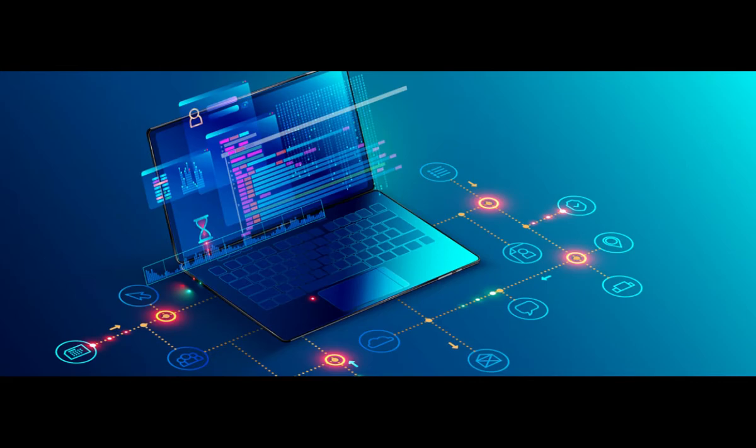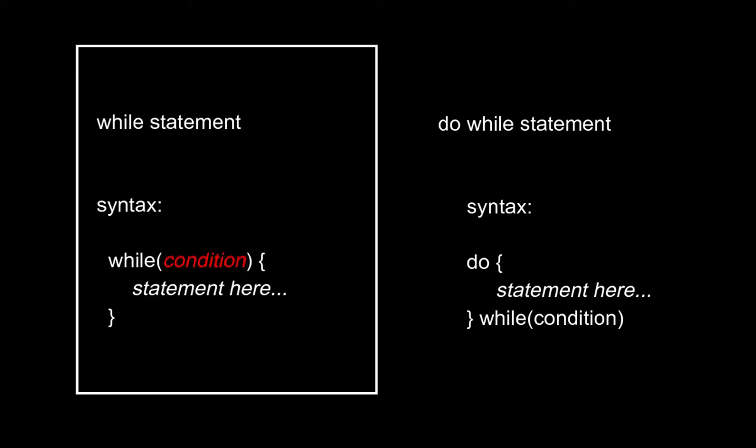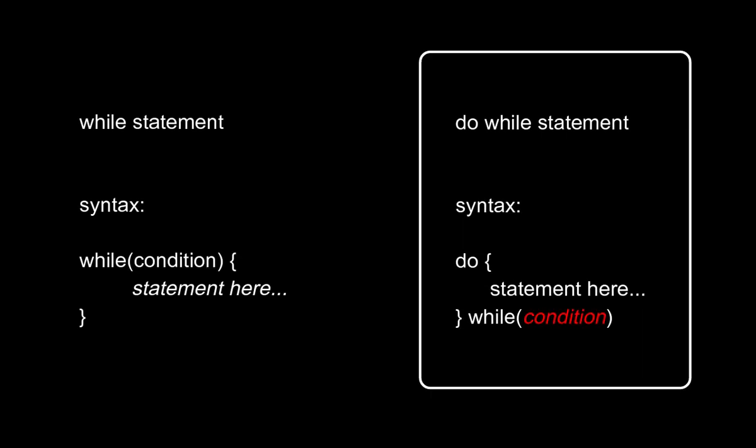So in this video, we're going to talk about the do while statement. The do while statement is just like the loop statements that we had in our previous videos, like the while and for statements. The do while statement is almost similar to the while statement, except that the condition is written at the bottom instead of at the top.